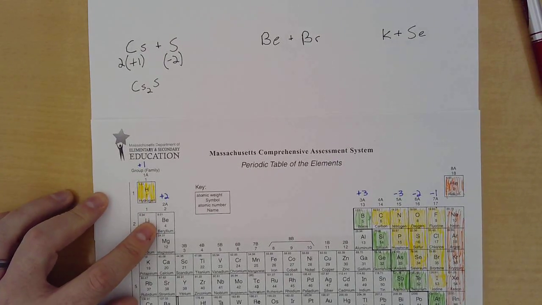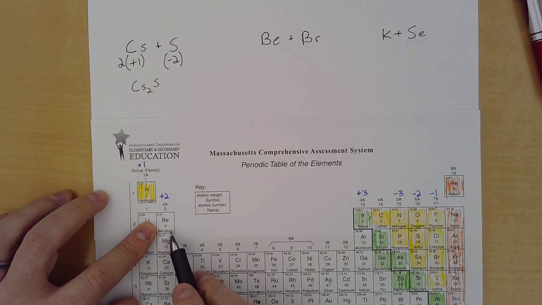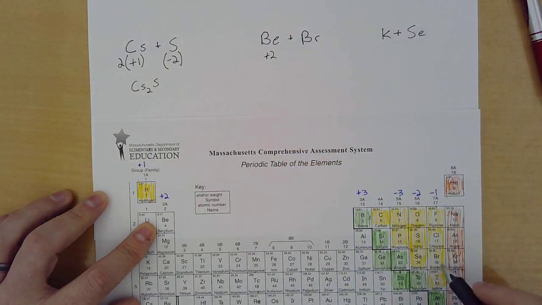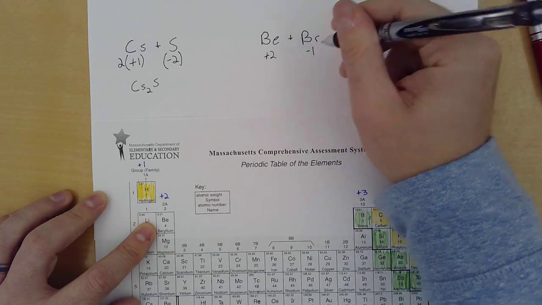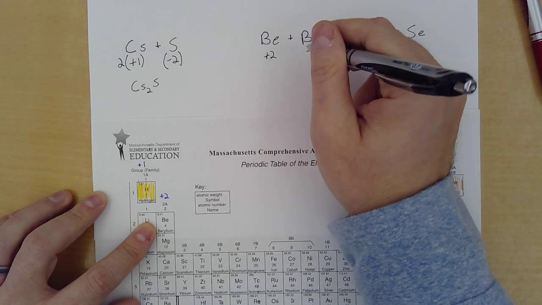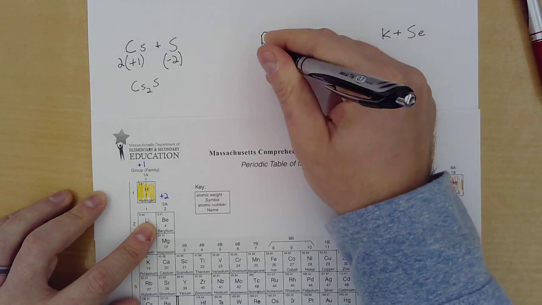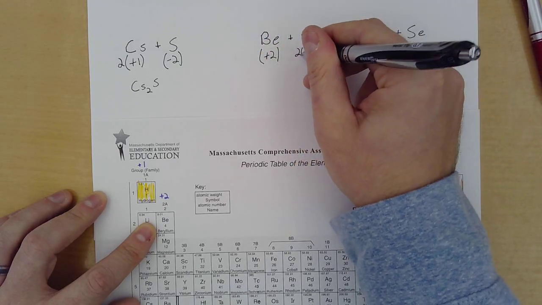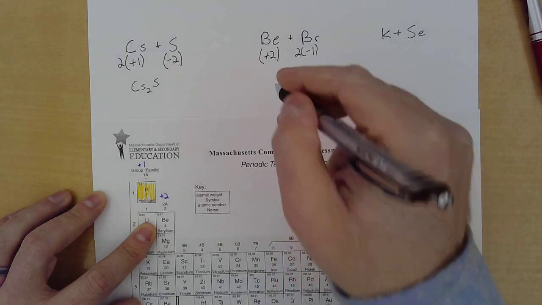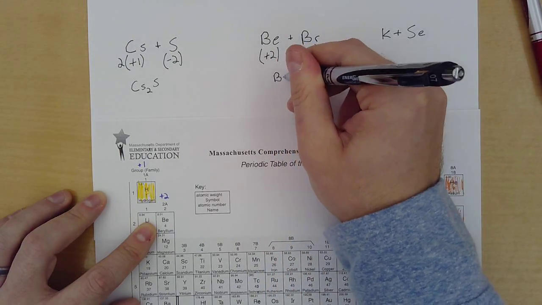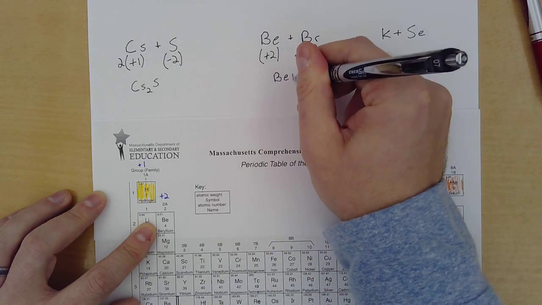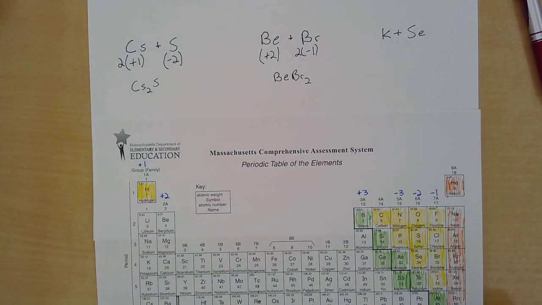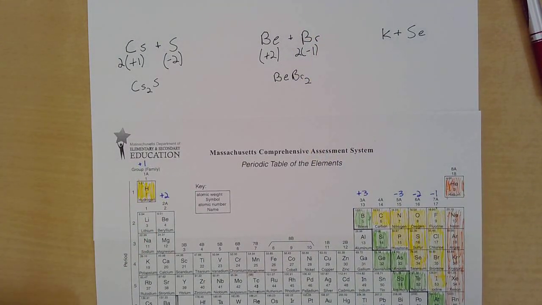Then we got Be and Br. So we got beryllium and bromine. Beryllium is right here. That has a +2. Bromine over here has a -1. So how do I get them to match? Be is fine, right? Br, I can add another one here. So that's 2. So BeBr2. And then last but not least, we'll look at potassium and selenium.